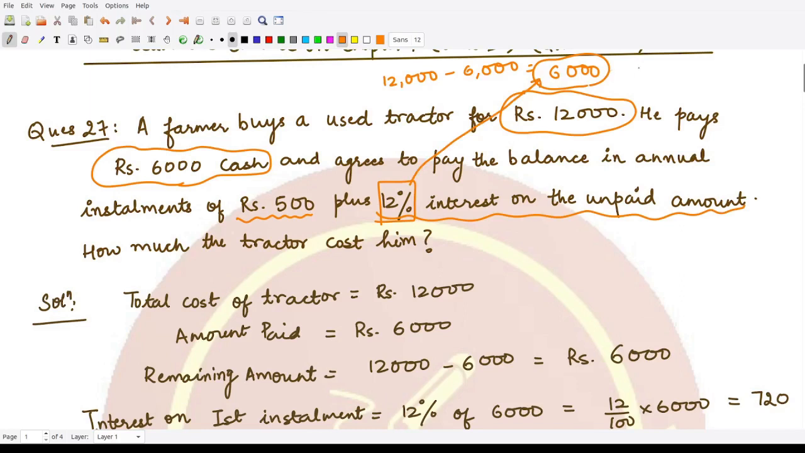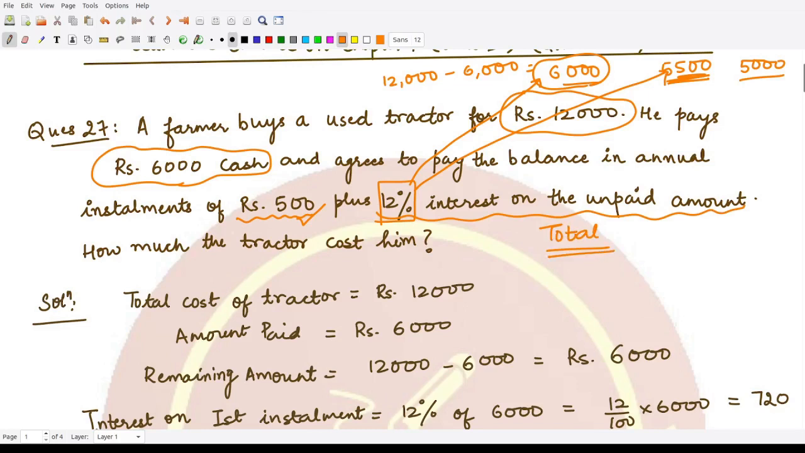Then in the second year he has already paid 500 out of this, so he will be left with 5,500. So in the next year the 12% interest would be on this amount. Next, in the third year he has already paid 500 rupees two times, so the remaining amount would be 5,000 and so on. So he'll be paying the 12% interest on the remaining amount, 6,000, 5,500, 5,000, 4,500 and so on, until the amount becomes zero. So we have to tell how much the tractor cost him. What is the total cost paid by him?